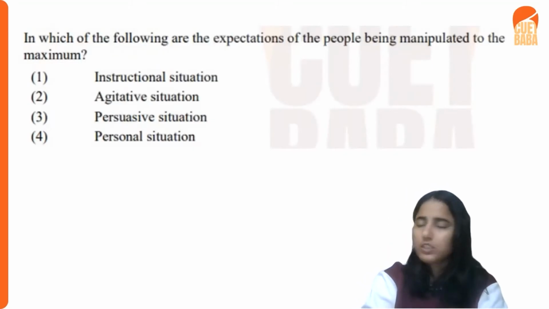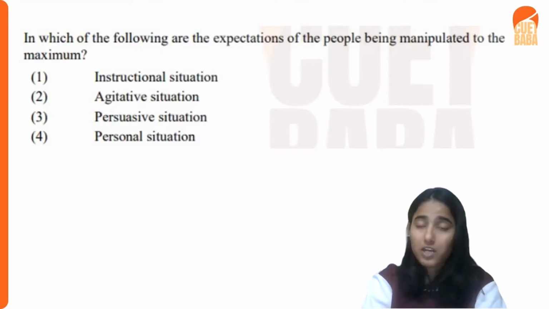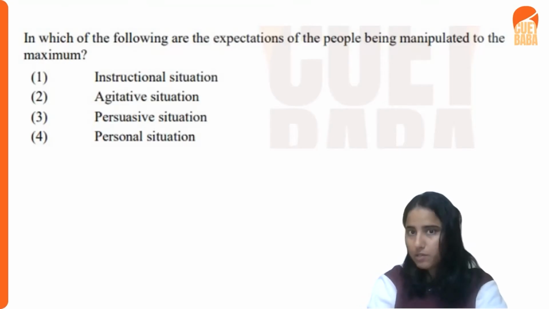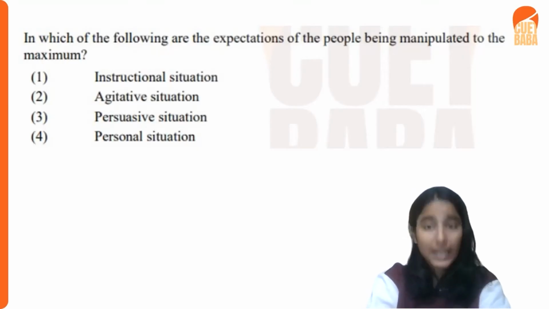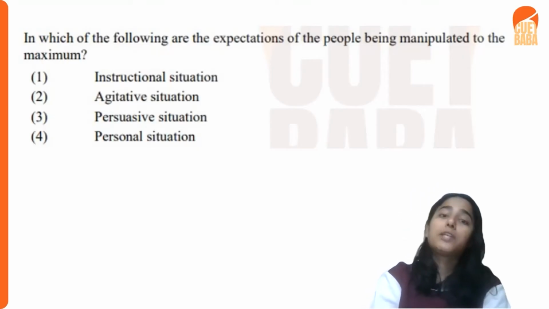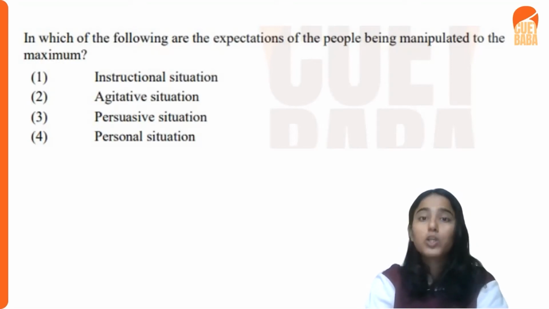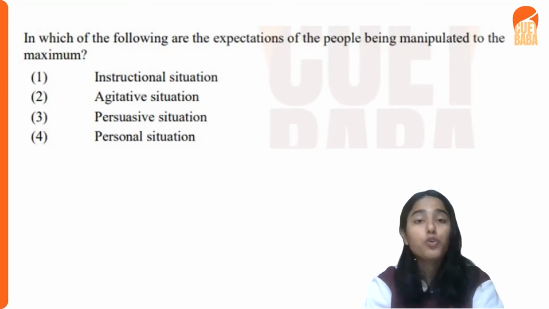So personal situation, no. Agitative situation, no. Instructional situation, no. We are left with persuasive situation. In a persuasive situation, you are trying to persuade a person to do something. So you have to play with the psyche of that person as well. You have to manipulate their expectations and behavior in order to persuade them to do what you want them to do.